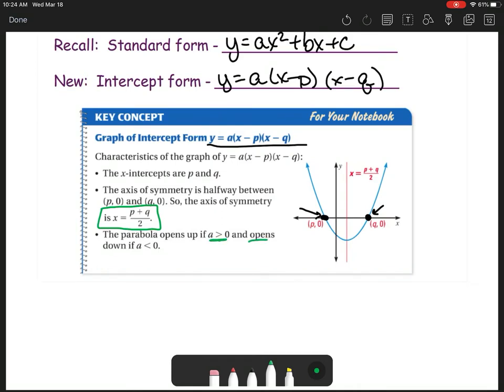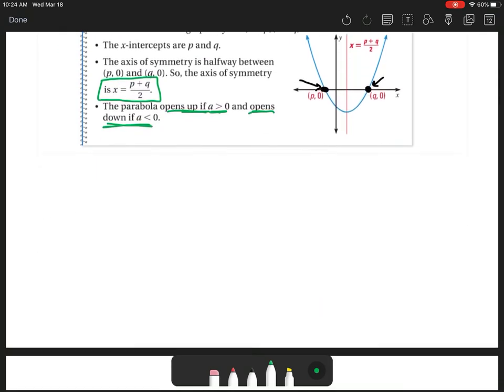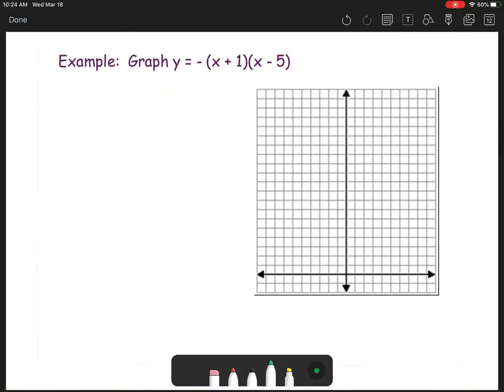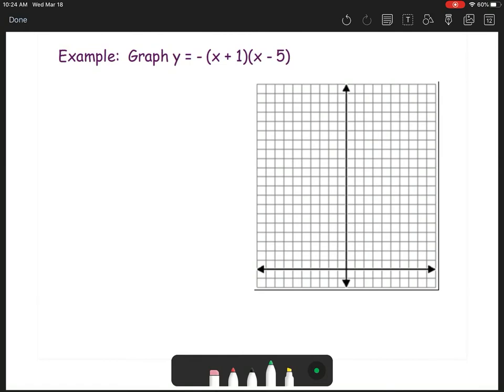A still has the same control as it did before. So it's going to open up if A is positive and open down if A is negative. A is never going to change what it does to the parabola. Let's graph a couple quick and then let you go to your homework.